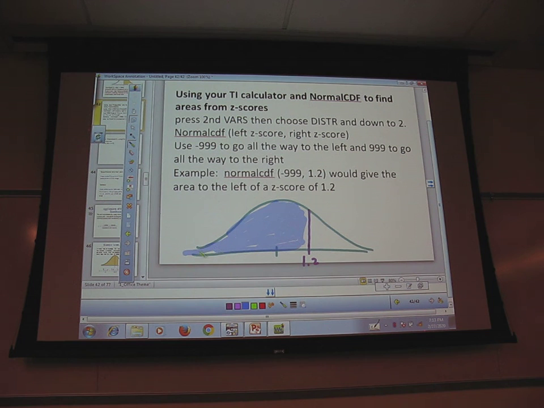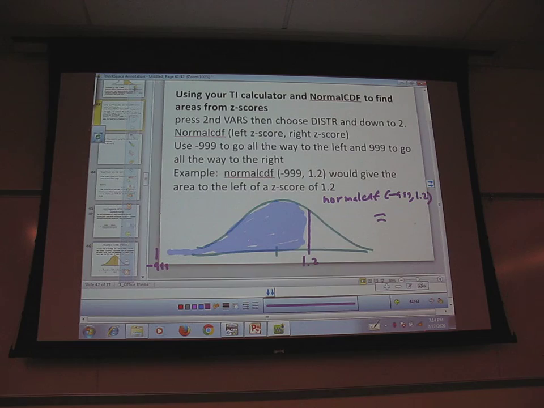So that means my z-score is going to be negative 999. So I'm going to do normal CDF of negative 999, comma 1.2, and that's what you would do on your exam to show your work. And then you do this.